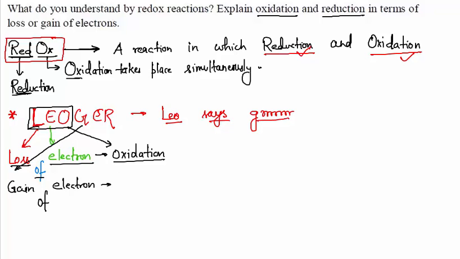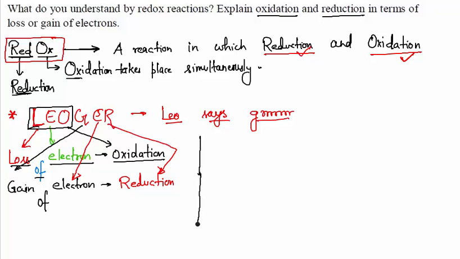And what is gain of electron? R stands for reduction, you can see here. This E again stands for electron. So how is oxidation defined? Loss of electron is oxidation. And how is reduction defined? Gain of electron is reduction.